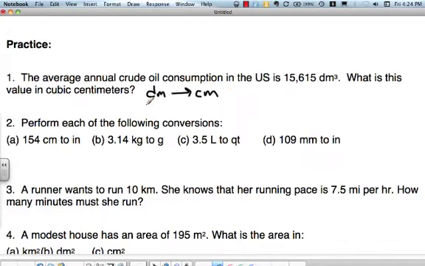How are they related? This is 10 to the minus 1. This is 10 to the minus 2. So they are 10 apart from one another. Centi is smaller. So there's 10 centimeters in a decimeter. So now let's get started.